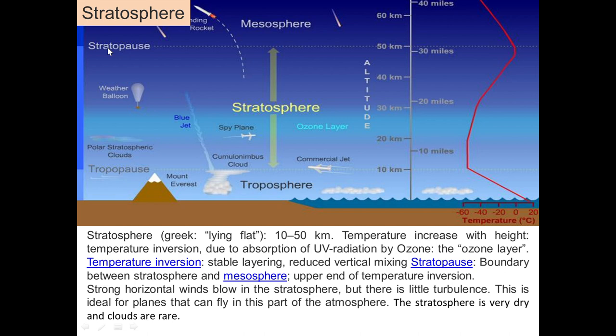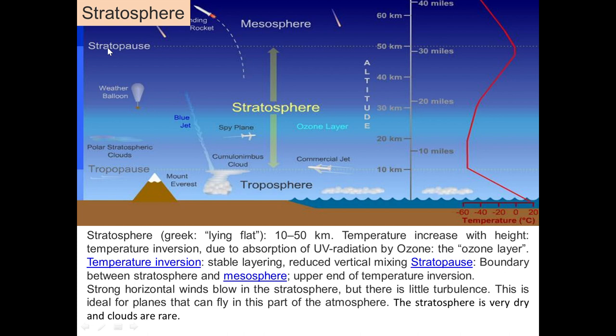Then we come to the strong horizontal winds that blow in the stratosphere, but there is little turbulence, and this is ideal for planes that can fly in this part of the atmosphere. The stratosphere is very dry and clouds are very rare.